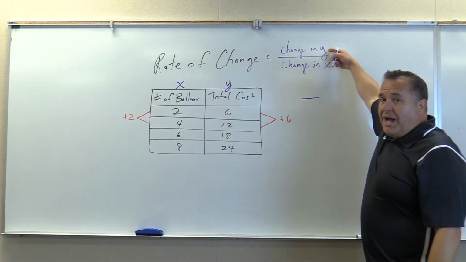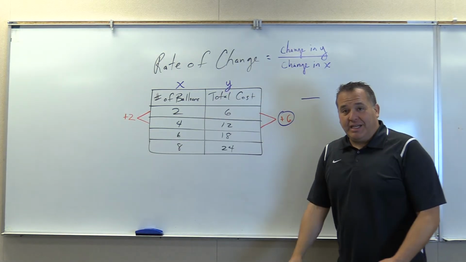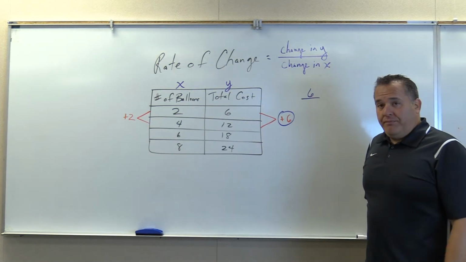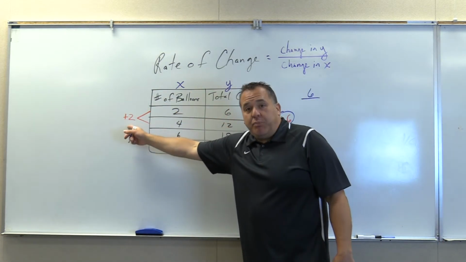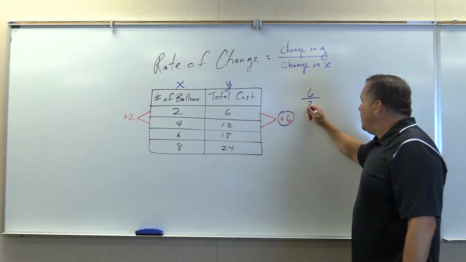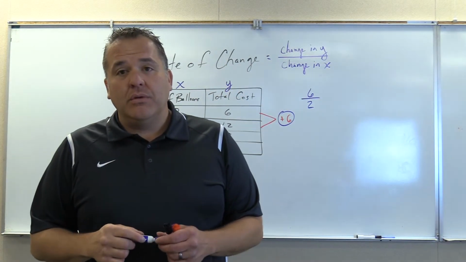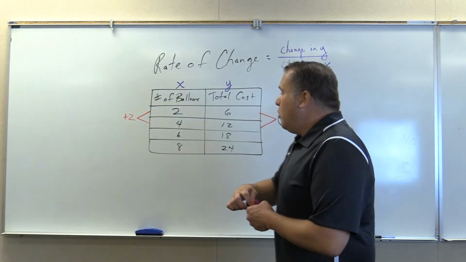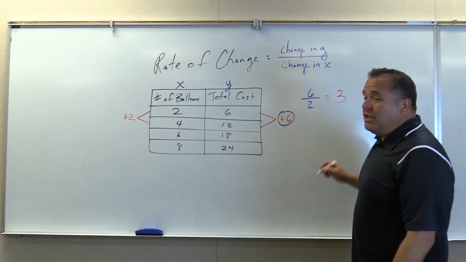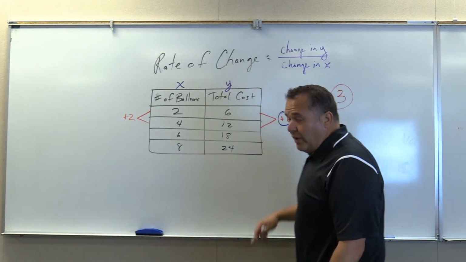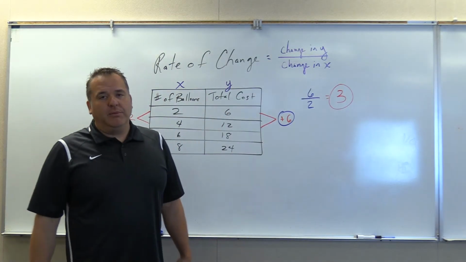So this is all you do. What is your change in y? Well, here's your y, and your change was a positive 6. So you put a 6 here. What's your change in x? Your change in x is positive 2. So you're going to put a 2 here. Now all you do is simplify. What's 6 divided by 2? 3. So your rate of change for this problem is going to be 3. That is your rate of change or your slope. It's 3 for this specific problem.